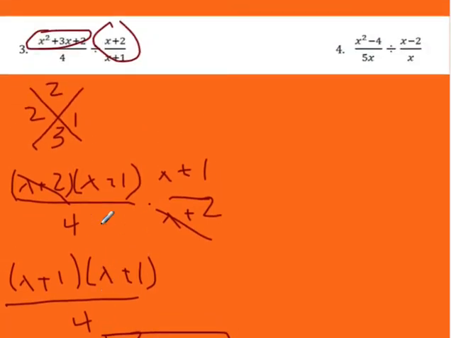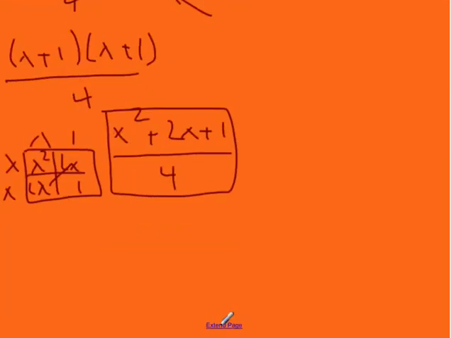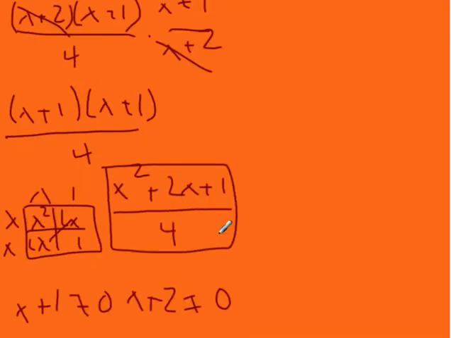Now we need to take a look at our excluded values. Well, this is never going to equal 0, so I don't have to worry about that. But this can't equal 0, and this can't equal 0. So for our excluded values, we need to say that x plus 1 cannot equal 0, and x plus 2 cannot equal 0. So go ahead and solve those for x for me and see if you can get those excluded values.